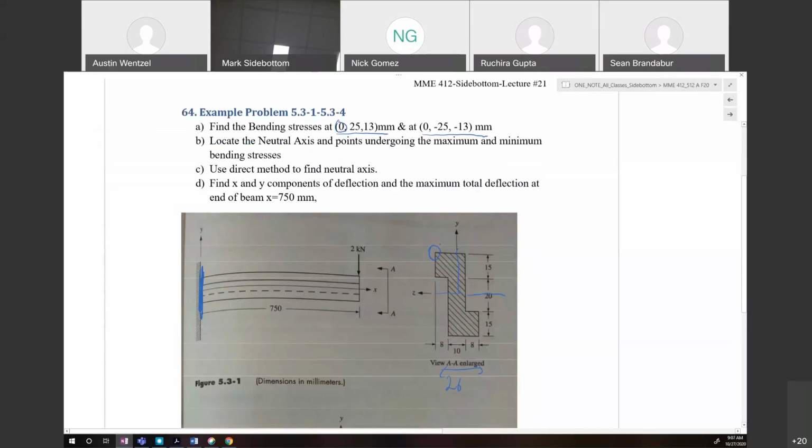It also asks us to find the stress at the bottom point here. All right, so this is for A. That's what we're going to do. The second part of the problem asks us to find where the neutral axis is and the points undergoing the maximum and minimum bending stresses.